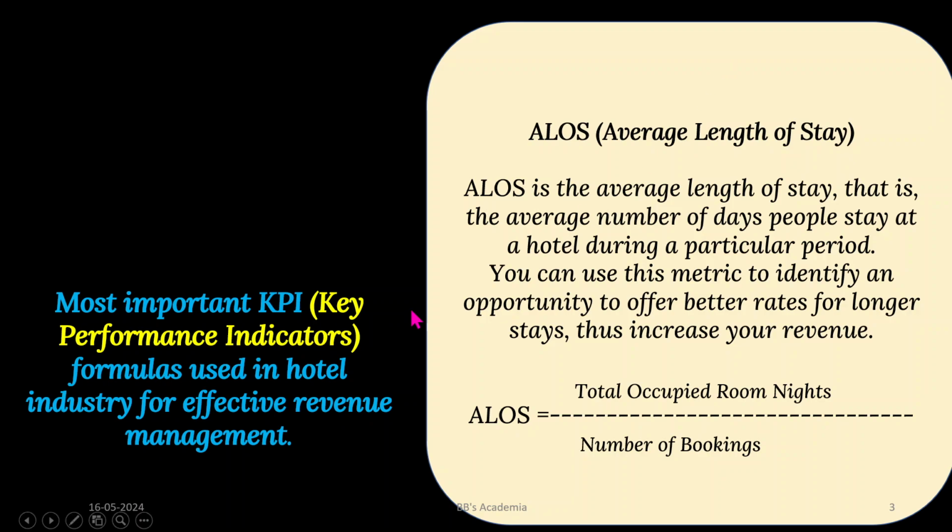And how is it calculated? ALOS is total occupied room nights upon number of bookings. If you calculate in that way, you will be easily getting ALOS, that is average length of stay of guest. Clear?